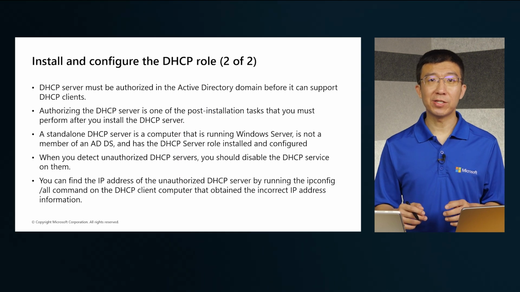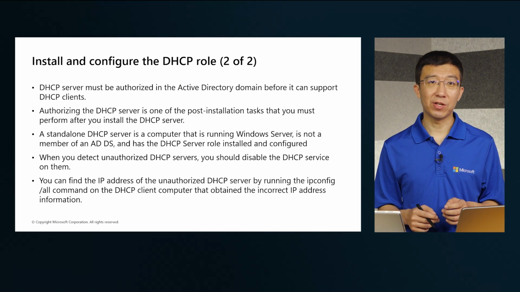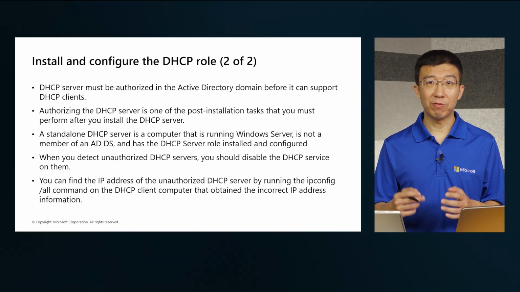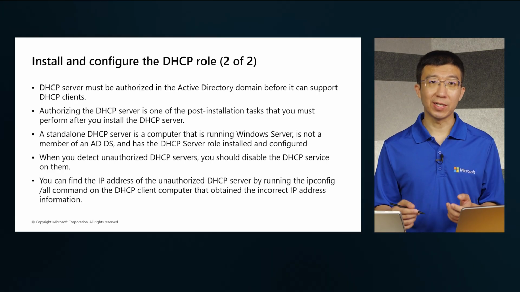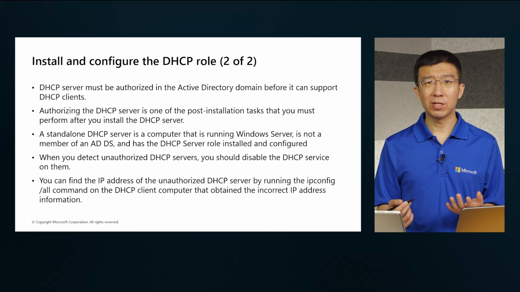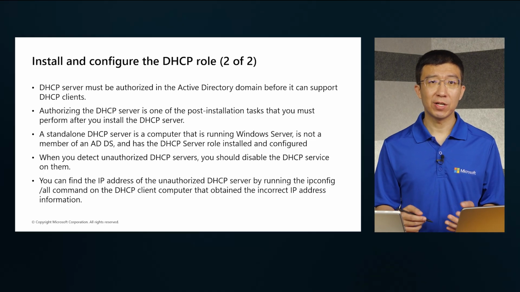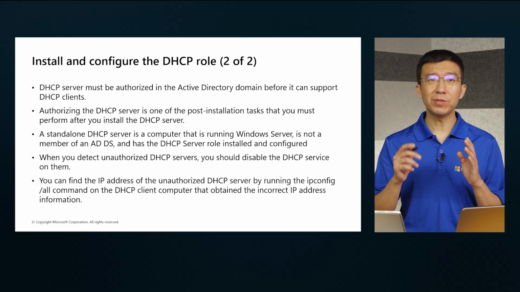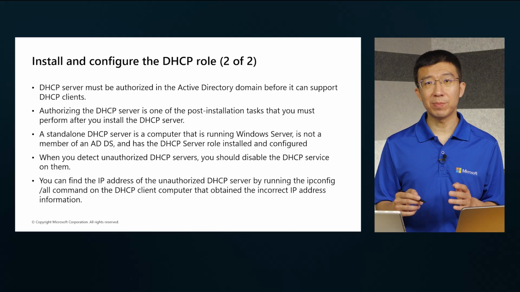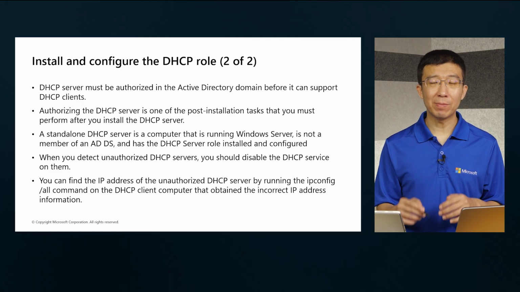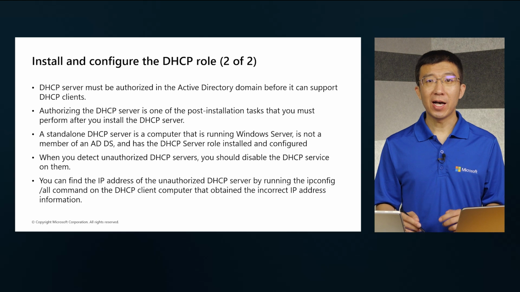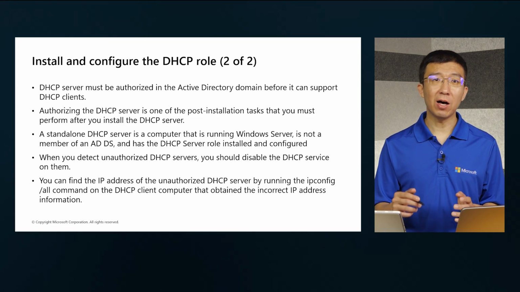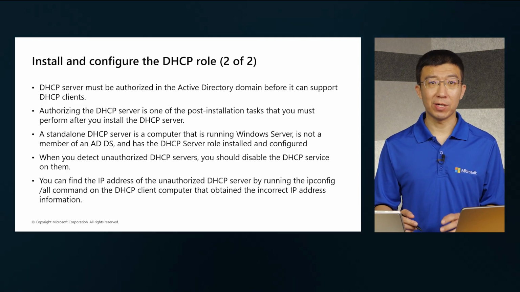After installing DHCP, you must authorize the server in Active Directory before it can assign IP addresses. This step is important for security, as it prevents unauthorized DHCP servers from handing out incorrect IP addresses. If you detect an unauthorized DHCP server, you disable its service. Use the ipconfig /all command on the client to find out what server assigns its IP address.